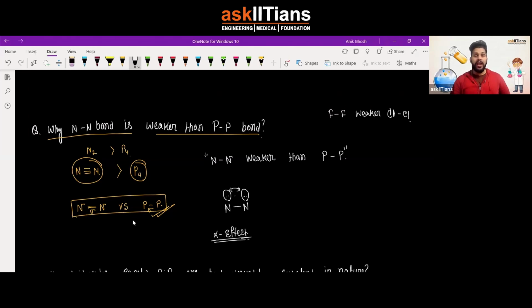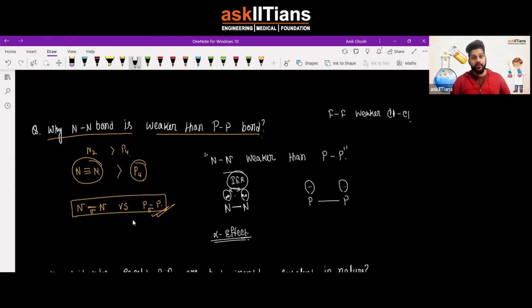We call it the alpha effect because if two nitrogens are side by side, they have two lone pairs present in them. As a result, these lone pairs of electrons are repelling each other, right? Interelectronic repulsion. Because of this interelectronic repulsion, although the overlap is high, the bond has still been found to be weaker. Now you might say, sir, in phosphorus also you have a lone pair.